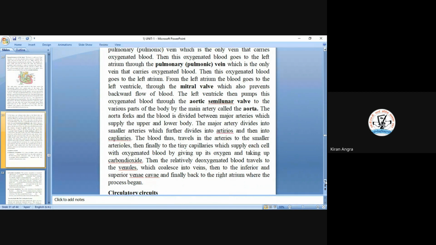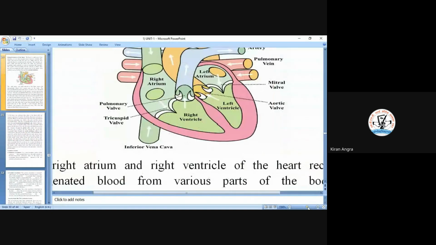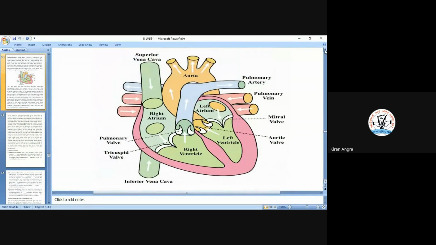and there you must see in the diagram, from the left atrium, it goes to the left ventricle, and between the left atrium and left ventricle, there is a valve called the mitral valve. Earlier I told you about the tricuspid valve, that is between the right atrium and right ventricle. Now the mitral valve is between the left atrium and the left ventricle. So in this way, you are looking that it allows the blood to flow in one direction only.